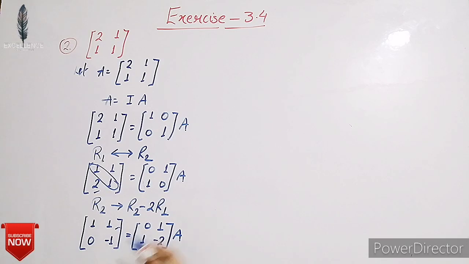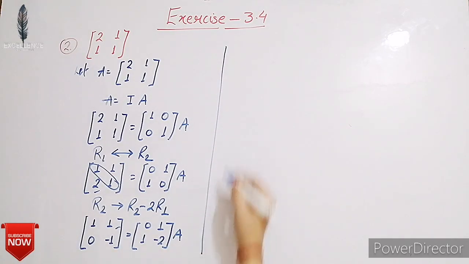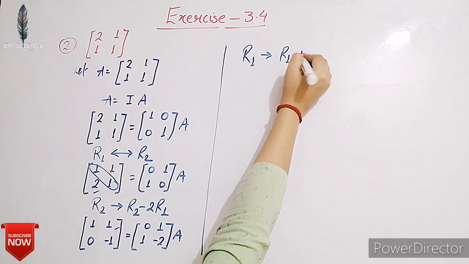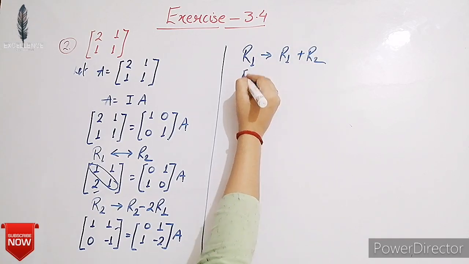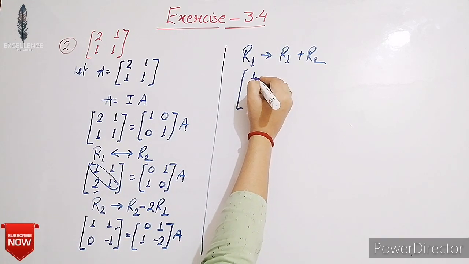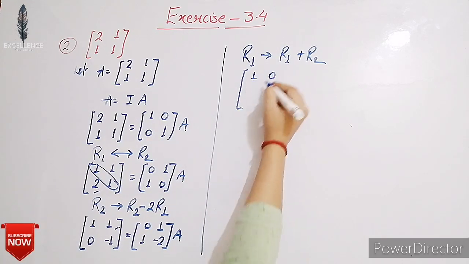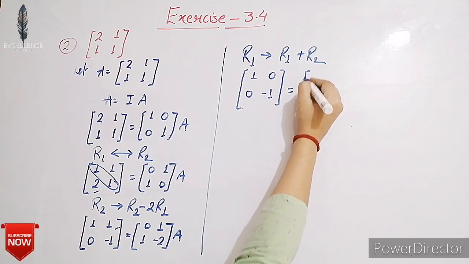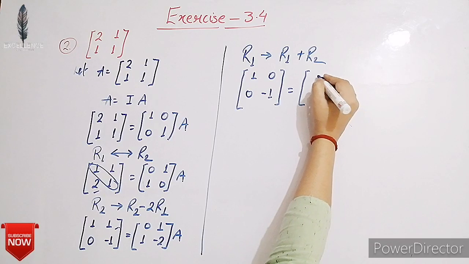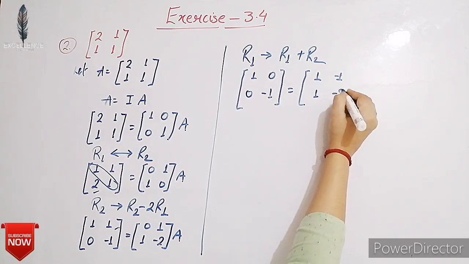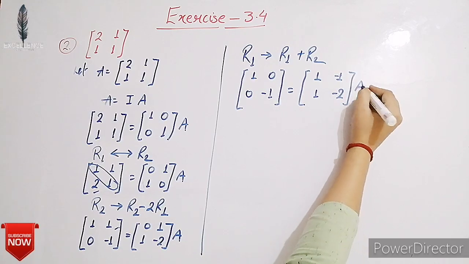Now, 1 को 0 करना है minus 1 से, so R1 is changed to R1 plus R2, that is 1 and 1 plus minus 1, that is 0. It is 0 minus 1, equals here 1 and minus 1, and R2 is 1 minus 2 into A.